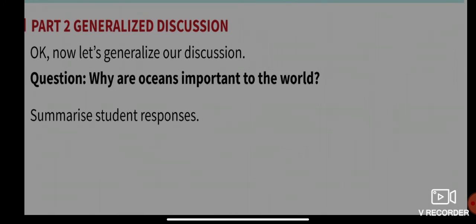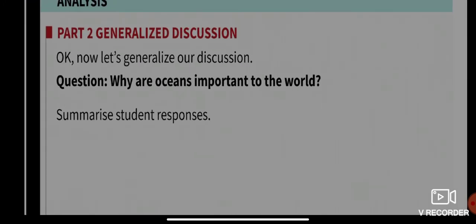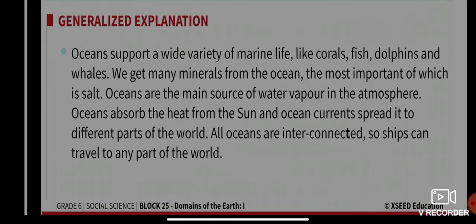Now, why are oceans important to the world? The oceans support a wide variety of marine life, like corals, fish, dolphins, whales, and many others. We get many minerals from the ocean, the most important of which is salt. Oceans are the main source of water vapor in the atmosphere. Oceans absorb heat from the sun, and ocean currents spread it to different parts of the world.